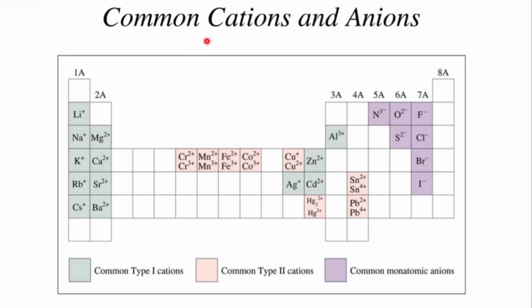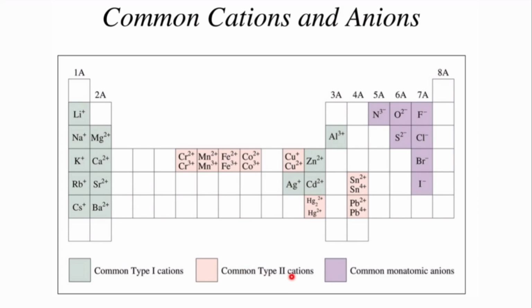Let's look at some common cations and anions. First, we have the type 1 cations, which are cations that only have one type of positive charge. They are mainly in groups 1 and 2. We can see that in group 1, all of these cations have a +1. In group 2, they have a +2. Then we have some transition metals, like zinc, cadmium, and silver, and also aluminum.